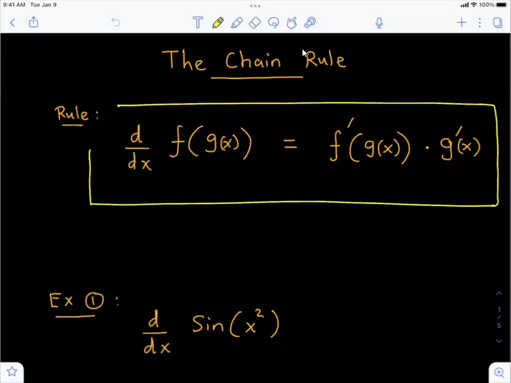Hello everybody, welcome back. In this lesson, we will go over the next rule of differentiation, which happens to be the last rule in our formula sheet, or in other words, the last rule in our recipe book.